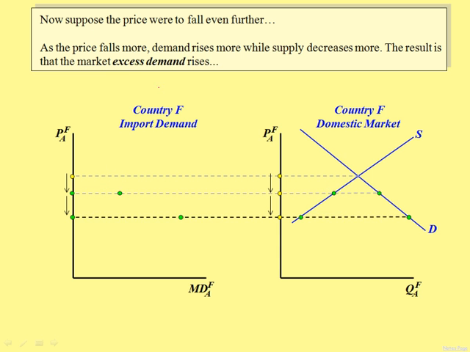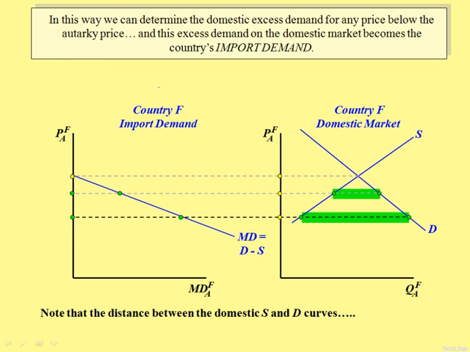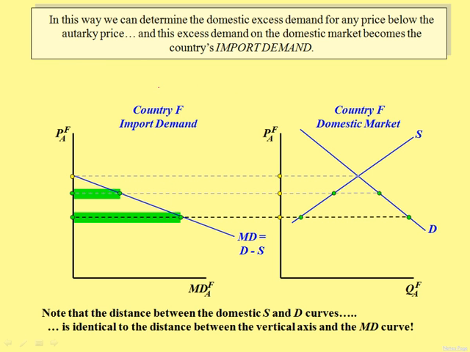And the lower the price becomes, the more the country will want to import, and we get, in the same way that we saw before, an import demand curve. And here too, we realize that the import demand is the result of two things changing in the importing country: demand going up and supply going down.